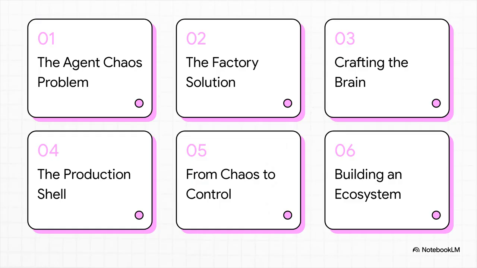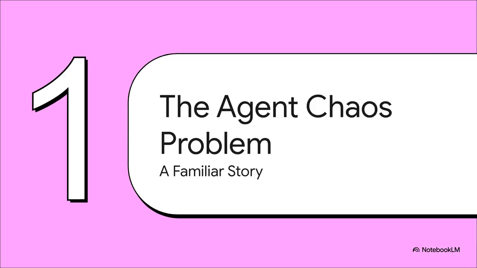Here's our game plan. We're going to start by really nailing down the problem, and then we'll introduce the solution, the Reactive Agent Hub. From there, we'll break down its core principle, see how you actually build an agent's brain and its shell, look at the massive payoff, and then finally, see how this whole thing lets you build an entire agent ecosystem. All right, first up, let's talk about the problem, because I'm willing to bet this is a story that's going to feel, well, very familiar to a lot of you developers out there.